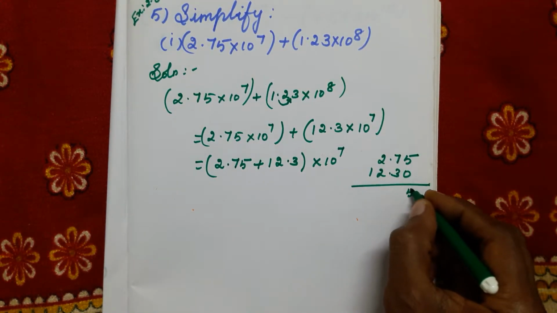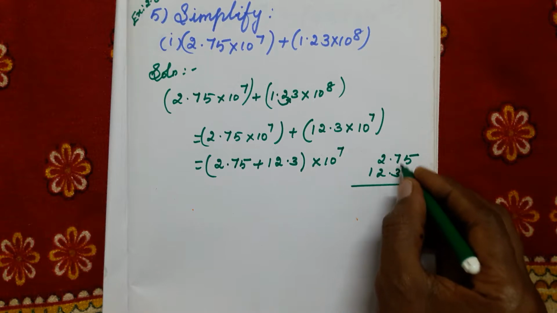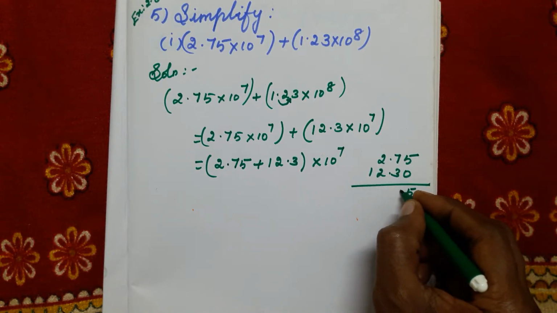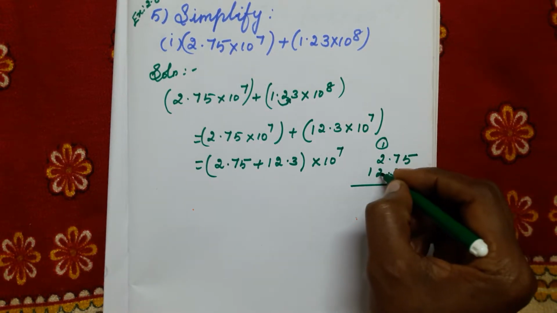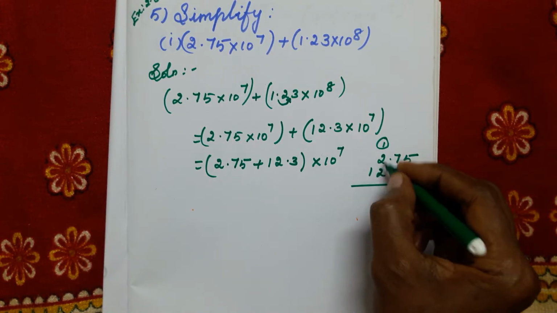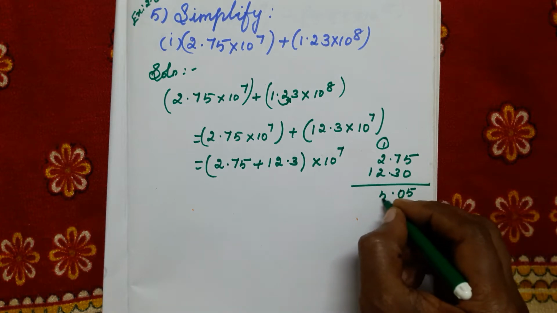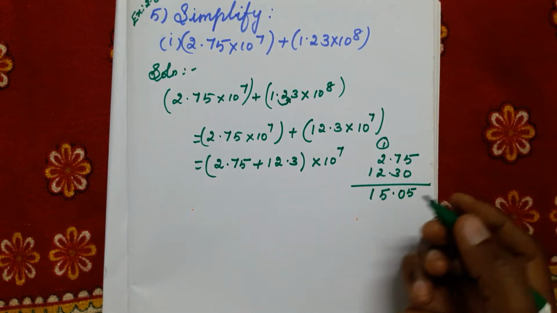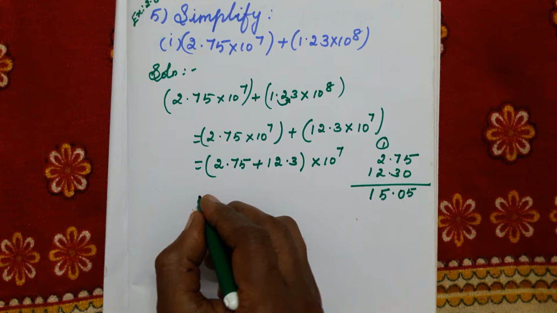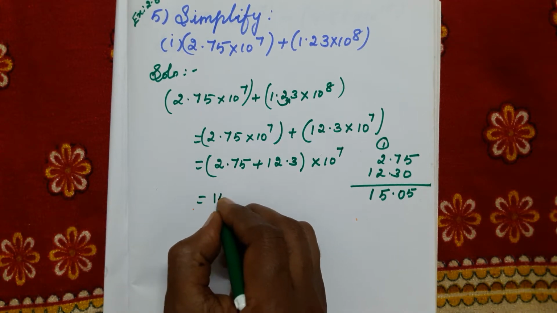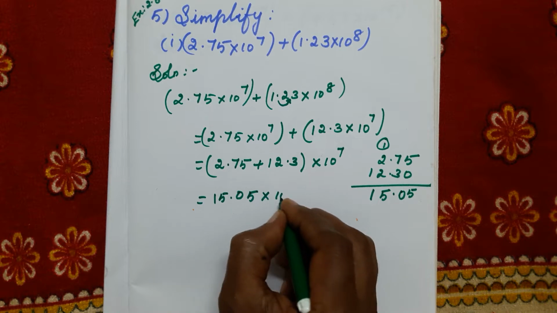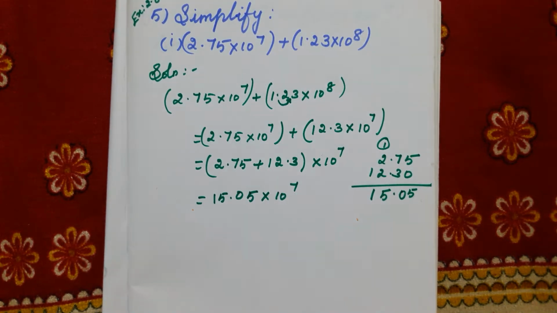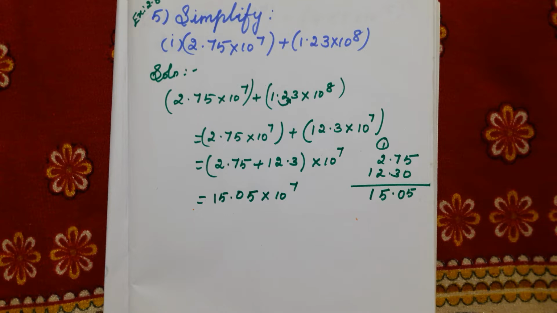0 plus 5, 5. Next 7 plus 3, 10, but here 0 we write, and carry 1. Next 2 plus 2, 4, 4 plus 1, 5. 1. So what we are getting here: 15.05 into 10 power 7. 15.05 into 10 power 7.